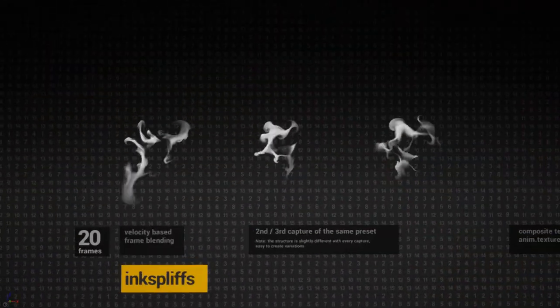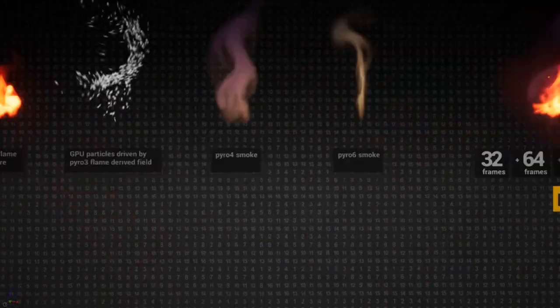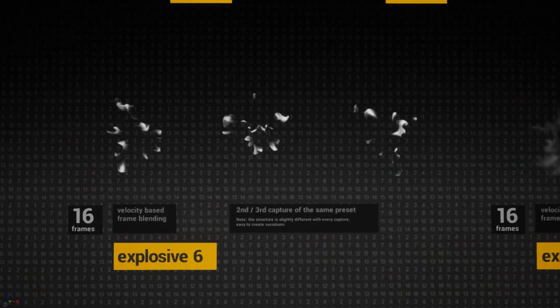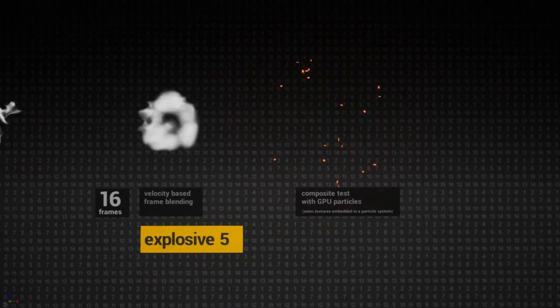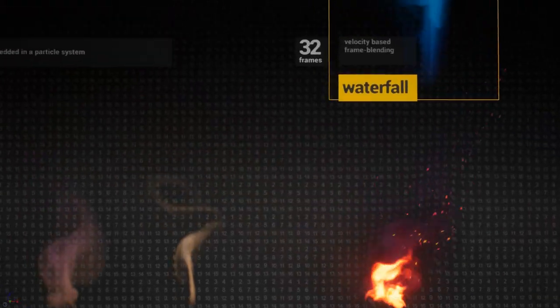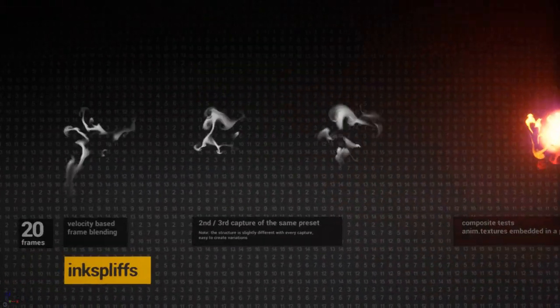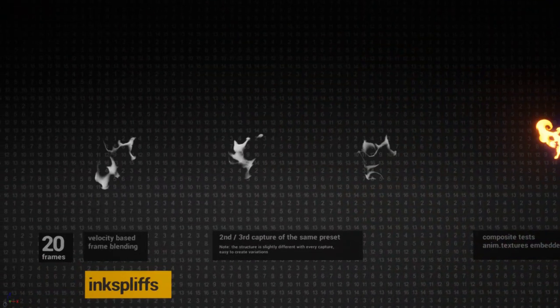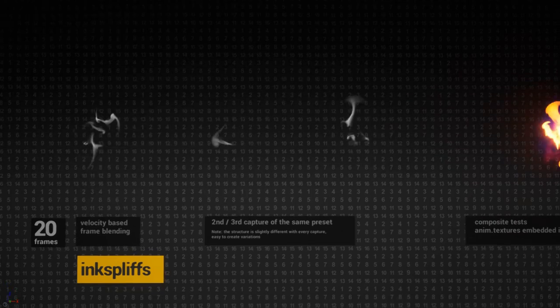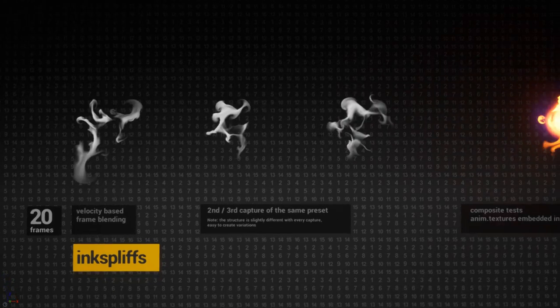Well, what about using dynamic parameters? Typically, in the case of explosions and other non-looped sequences, we would like to influence the opacity, the color, and the playback of these sequences dynamically.